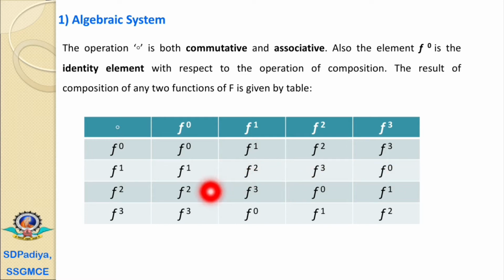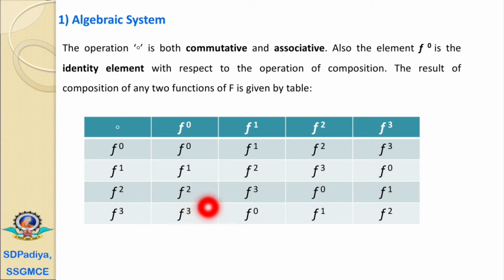Next row: f raised to power 2 composition f raised to power 0 is f raised to power 2, f raised to power 2 composition f raised to power 1 is f raised to power 3, f raised to power 2 composition f raised to power 2 is again f raised to power 4, but it is the same as f raised to power 0, and f raised to power 2 composition f raised to power 3 is f raised to power 5, but it is the same as f raised to power 1.